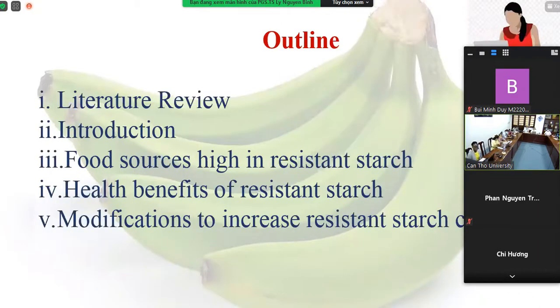So my outline will be the literature review. Then I'll give you the introduction about starch and resistant starch. Then I will show you some food sources high in resistant starch. Then I will mention the health benefits of resistant starch and some of the modifications carried out to increase resistant starch content in food.